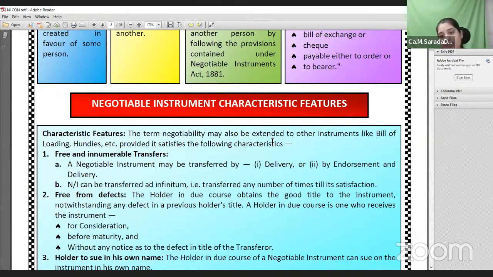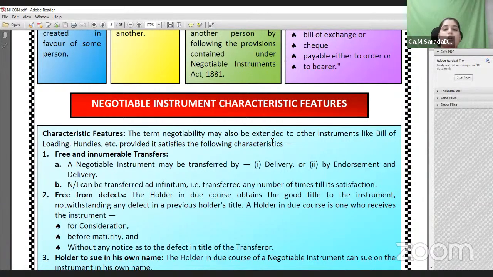What is the difference between delivery and endorsement and delivery? I will tell you. How many times can it be transferred? The instrument can be transferred n number of times, even after the maturity date, until the principal debtor makes the payment. Who is the principal debtor, ma'am? In case of a promissory note, the principal debtor is the maker who will sign the instrument. In case of a bill of exchange, the principal debtor is the drawee, that is a buyer who will buy the goods on credit. Until these people make the payment, the instrument can be endorsed or transferred n number of times.